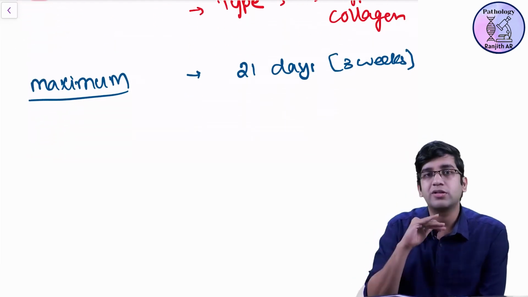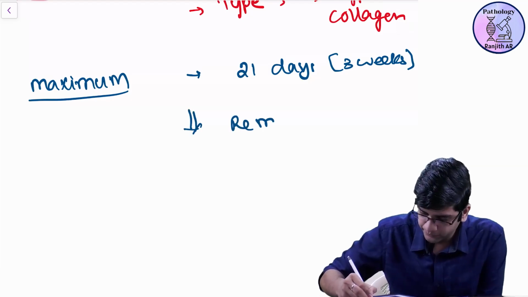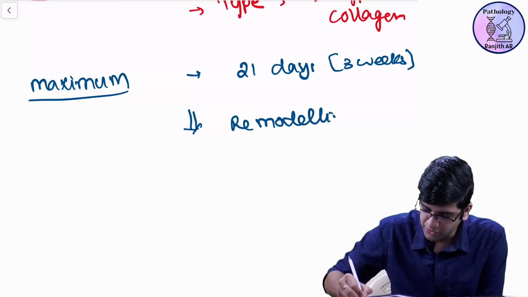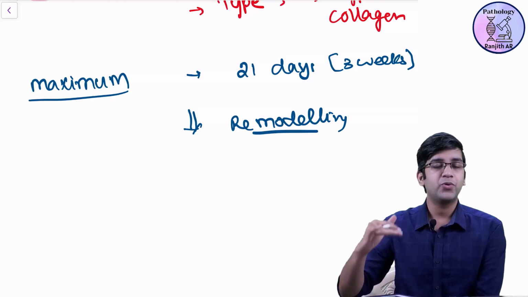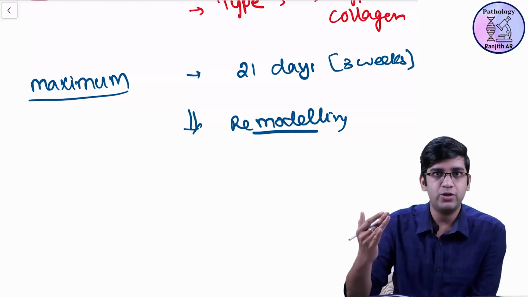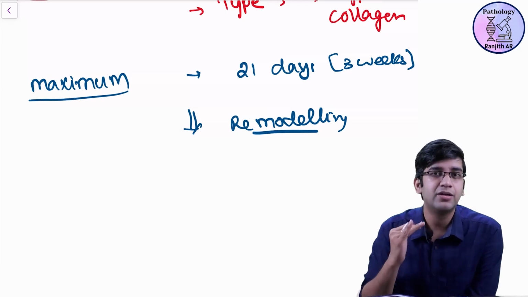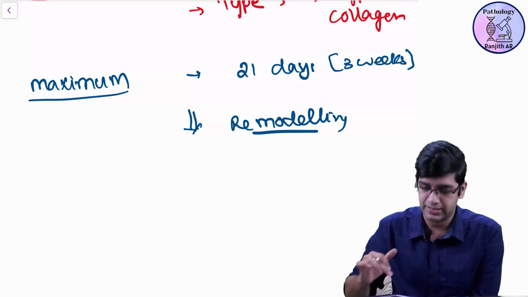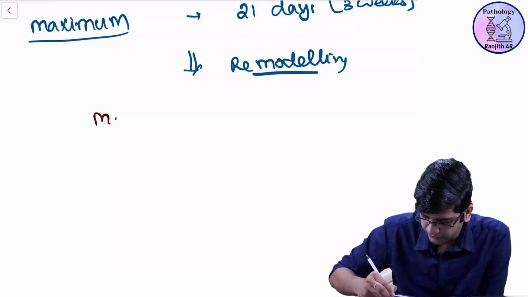After 3 weeks, I'm not done yet. I'm going to have something called remodeling. Remodeling is very important, right? What I'm going to do during remodeling is have a few matrix metalloproteinases coming in. Remove the collagen, lay down new collagen, so that I'll have a perfect, or at least near perfect, scar. So the remodeling happens with the help of a few things called matrix metalloproteinases.